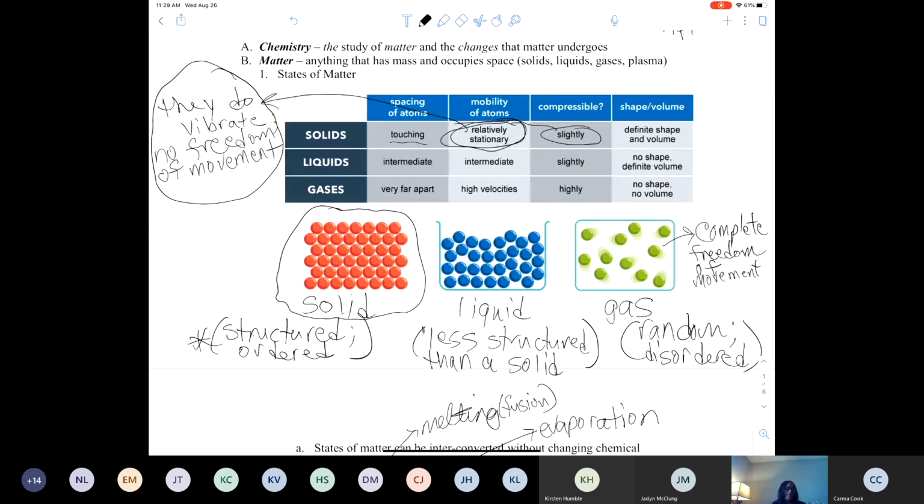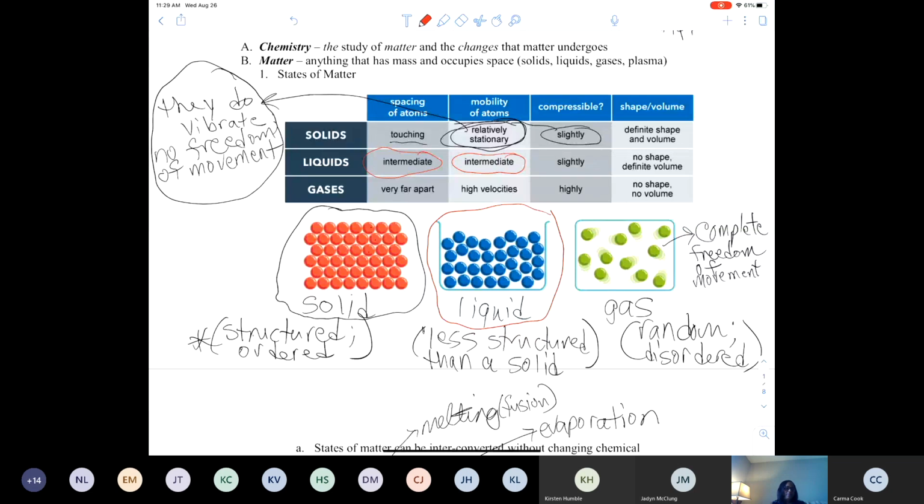Now, liquids, on the other hand, if we take a look at a sample of a liquid, we notice that the particles making up the sample of liquid aren't in a structured and ordered pattern like in a solid. They are less structured. And so they're not touching each other as closely as the particles of a solid do. So they have some small spacings between them. And therefore, they have intermediate mobility. So they do have some freedom of movement.